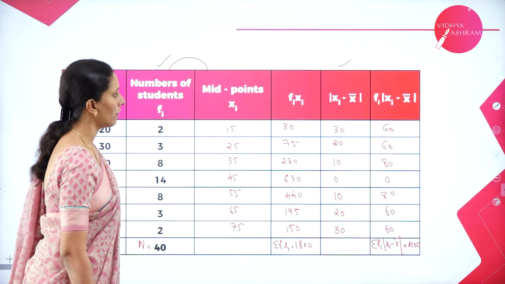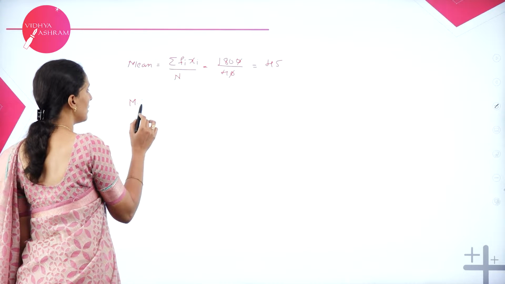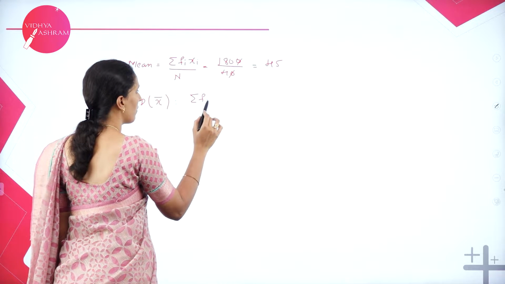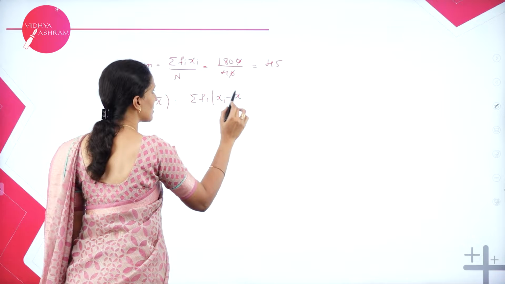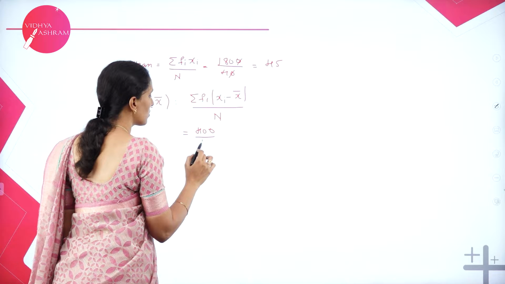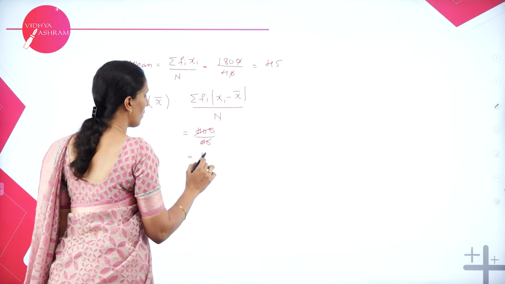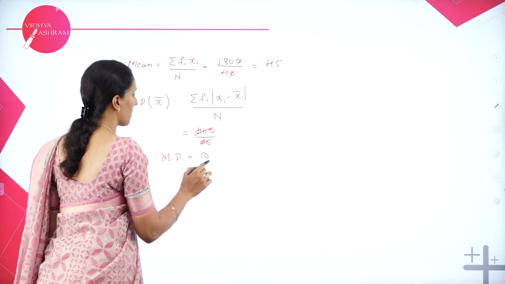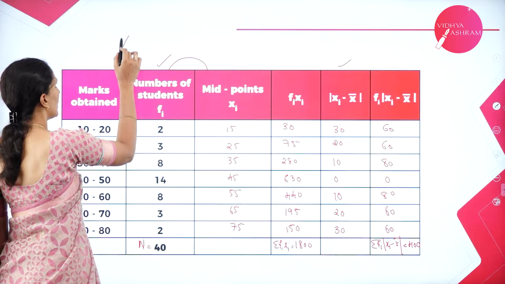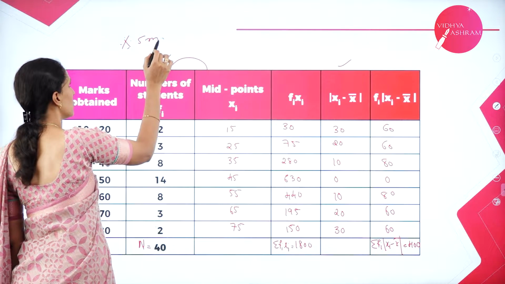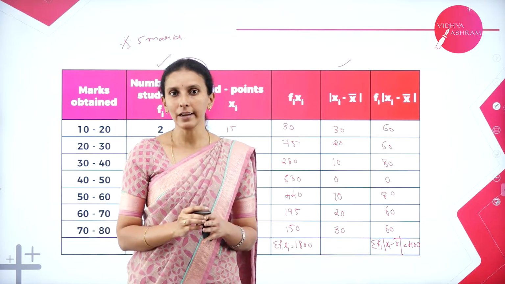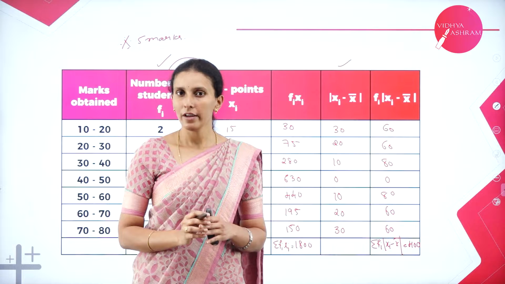So now we got that value. Why is it needed? Because to calculate the mean deviation about the mean, it is always summation fi modulus xi minus x bar divided by n. We got this value as 400 and n is 40. So when you calculate, your mean deviation is 10. This is again an important question which they will ask you for 5 marks in your examination: calculation of mean deviation about mean or median.